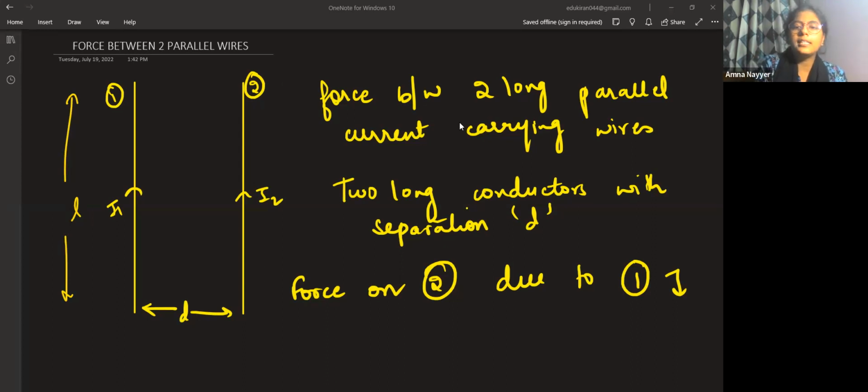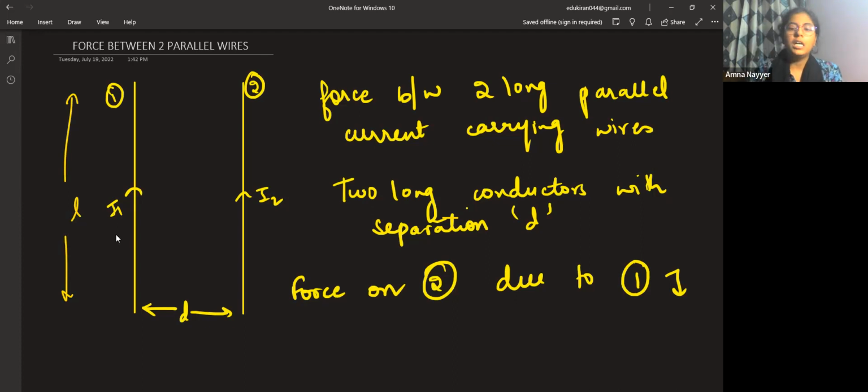Now see, force between two long parallel current carrying wires, two long conductors with separation D. The separation between the wires we have taken as D. One current is I1, another current is I2. Both of them should be of the same length, which is L.